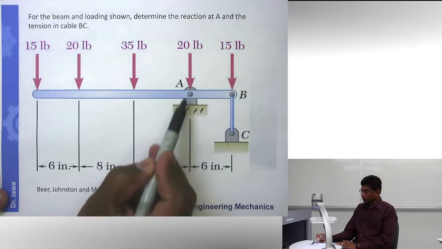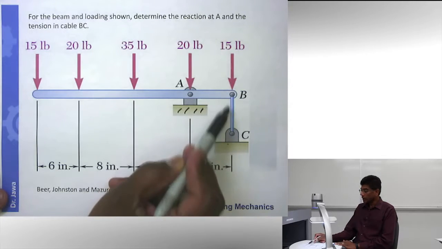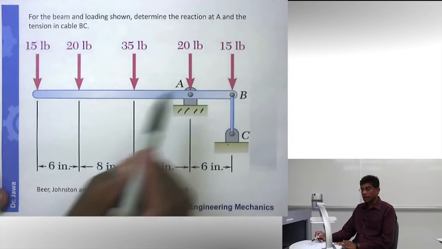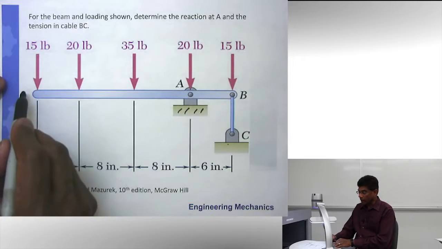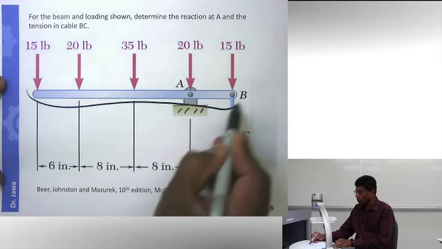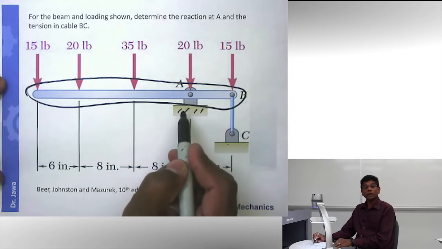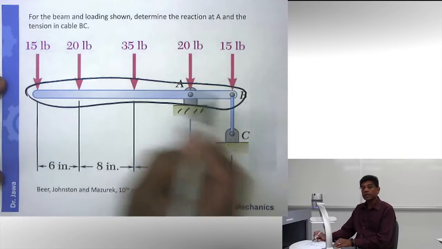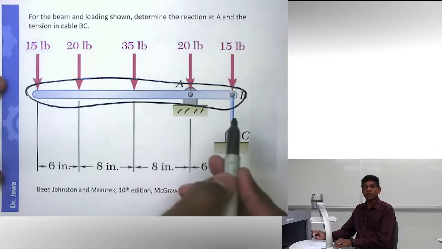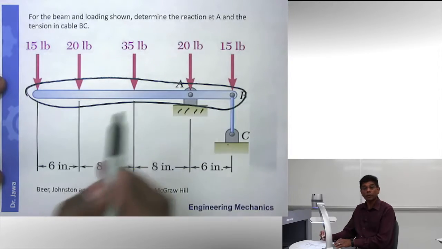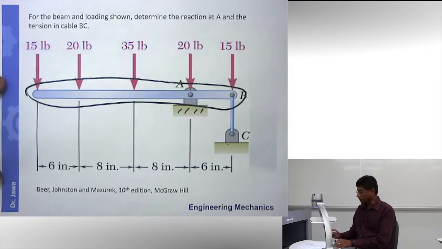So recognize the supports here, pin support and a cable support. And we are going to disconnect this body or free this body. I want to show you the body. This is the body I'm going to free from the supports. In fact, that's where the word free body comes from. Freeing the body from other bodies or supports. In this case, there is only one body that is connected here, and we are going to free it from the support. And then we are going to draw a free body diagram.